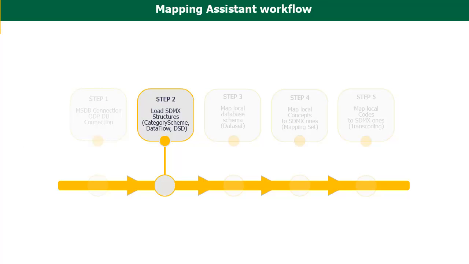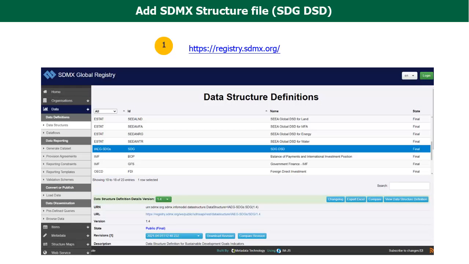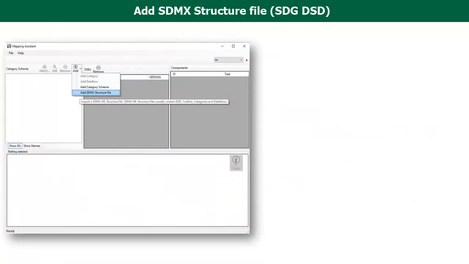Once the mapping store is set up, the user will be prompted to import SDMX structures for the mappings to be performed. This is Step 2. To get the DSD related to the SDGs, just go to the SDMX Global Registry and download the latest available version. Now to import the SDG DSD that will be used for the mapping. Click on the plus sign, then Add SDMX Structure File.